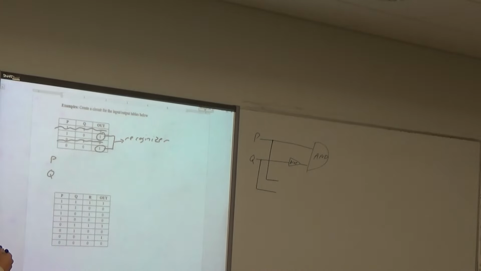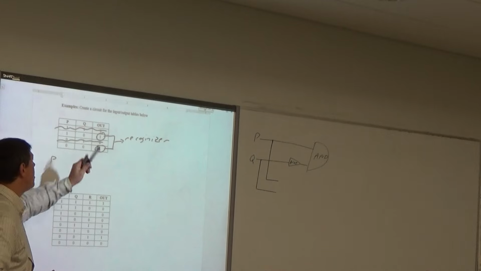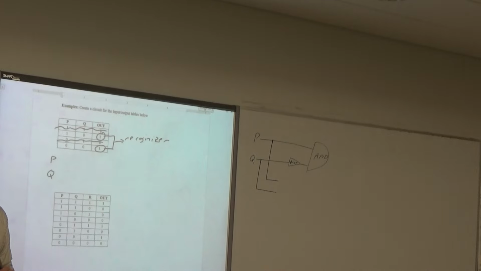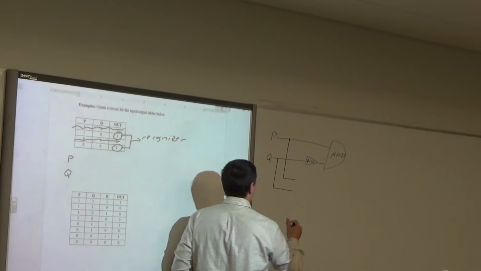Notice that both P and Q are zeros. So there's 2 different ways I could build this. One way is I could just put a not on both of these.